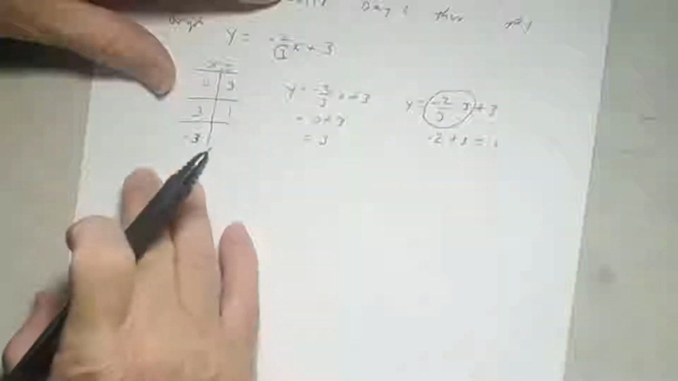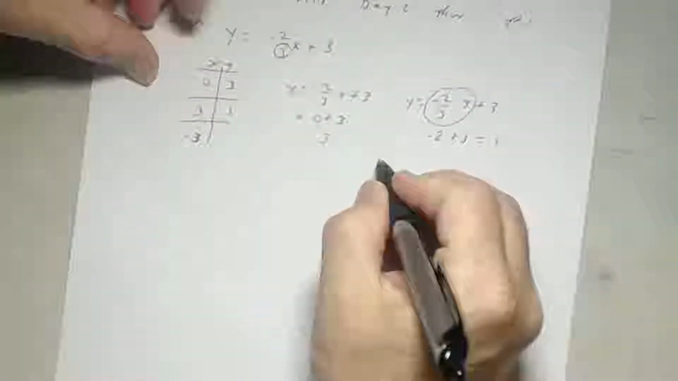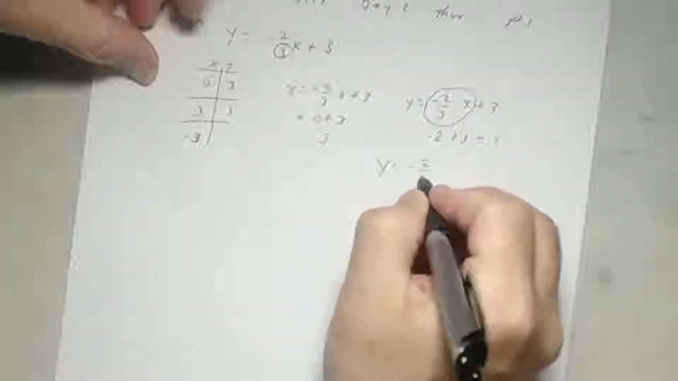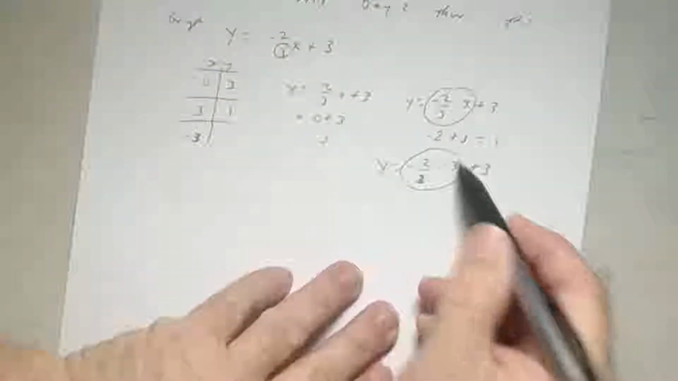Now remember, to graph a line, you just need 2 points, but you really should put 3 because you've got to make sure that all these points lie on the same line. One of these could have been an error, and you would have graphed the wrong line. So if x is negative 3, I get y equals negative 2/3 times a negative 3 plus 3, correct? So we've got to figure out what this is.